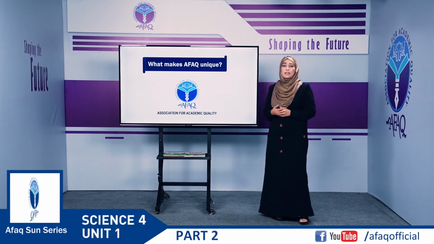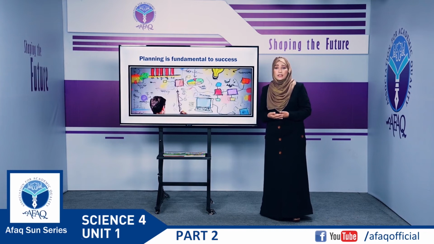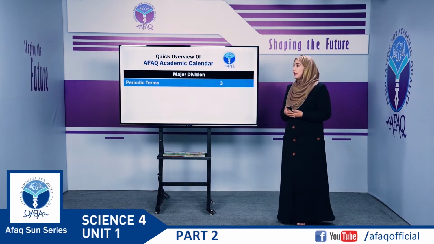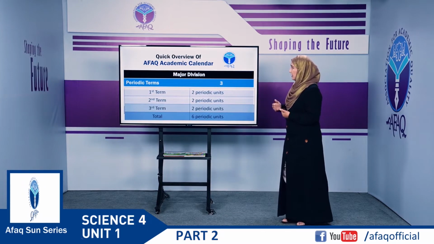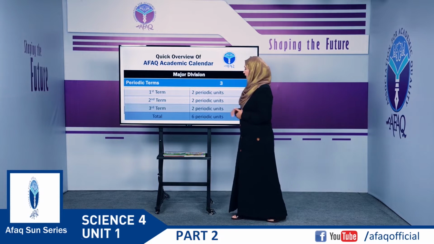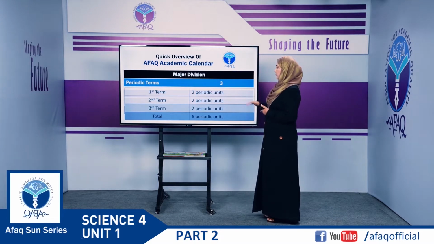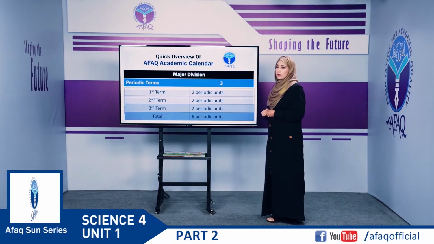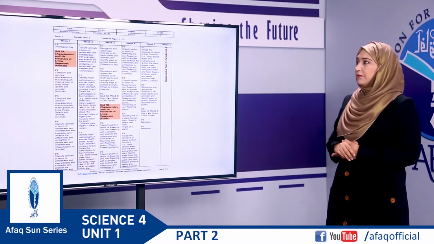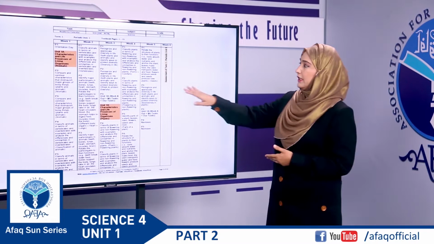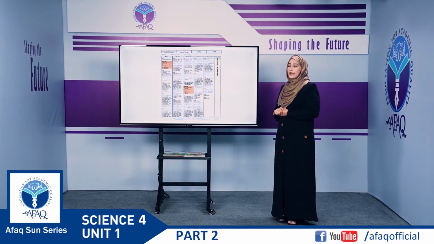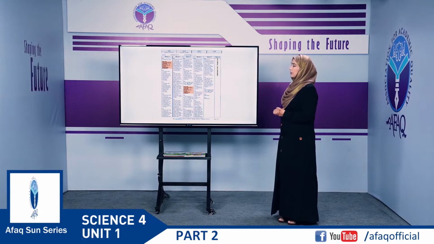As we know, planning is key to success for learning and teaching. So, AFAQ provides a systematic learning through academic calendars. AFAQ academic calendars have been divided into 3 terms, and each term is further divided into 2 periodic units. So, there are 6 periodic units in total. If we look further, each periodic unit is divided into 6 weeks. 5 weeks are for learning and teaching and 1 week is for assessment.